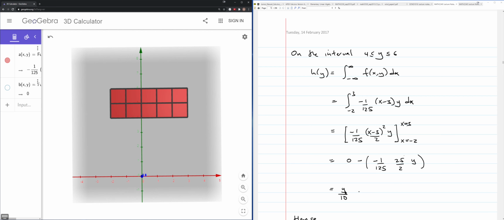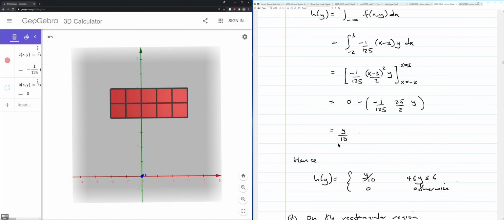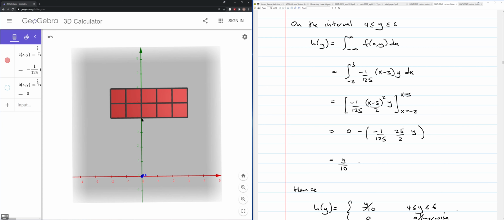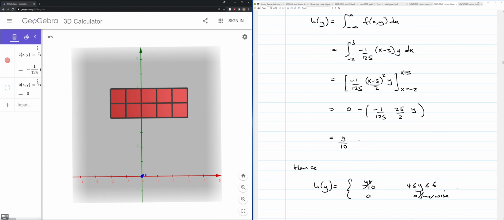Notice my answer over here involves y. It is y on 10. Again, I should be more precise about this. Your marginal between y is equal to 4 and y is equal to 6 is y on 10. If we consider y less than 4, it's equal to 0, and if we consider y bigger than 6, it's equal to 0. So your marginal here is equal to y on 10 between 4 and 6, and it's 0 otherwise. That means it's 0 for y less than 4 and 0 for y bigger than 6.